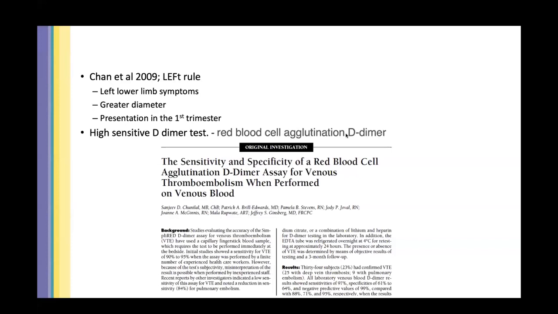So if a patient has these symptoms plus they're presenting in the first trimester, and then you do the red cell agglutination D-dimer test and you find it's high, then this patient is likely to be having venous thromboembolic disease, and therefore they qualify for urgent treatment.